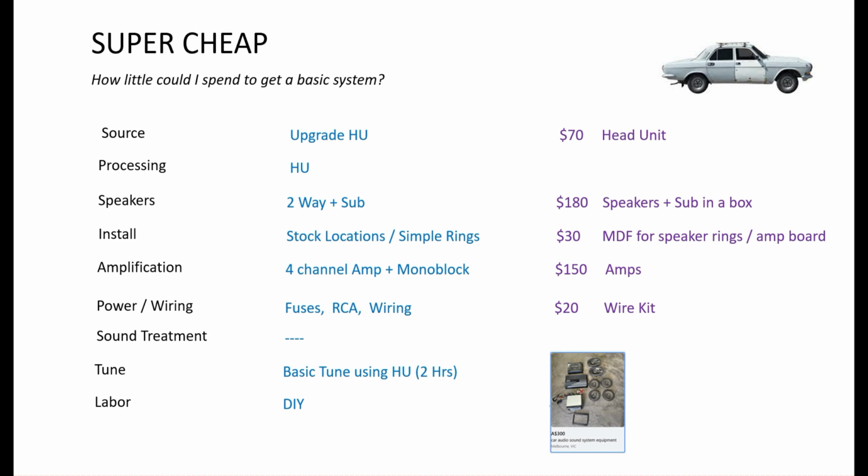Now, I could, of course, go buy somebody else's system. Here's one advertised for $300. You could save even more money if you wanted to, but because I want to choose the stuff that I want to put in my car, I'm happy to pay a little bit extra. So let's say this whole system's cost me $450 in total. That's pretty cheap.